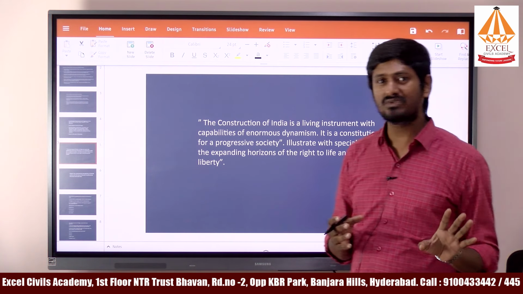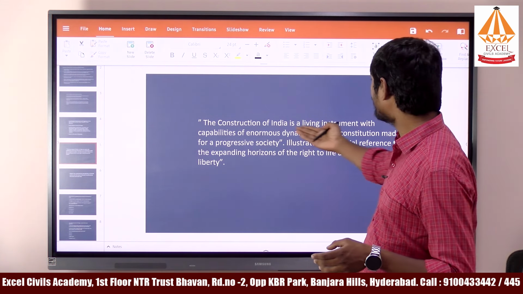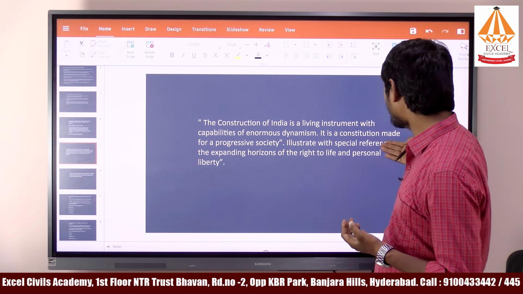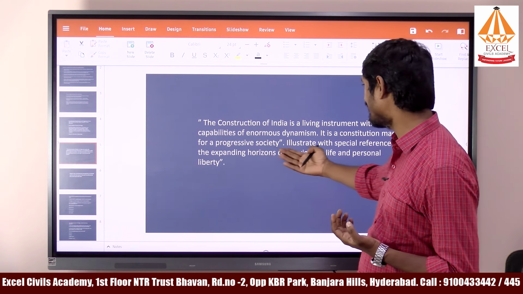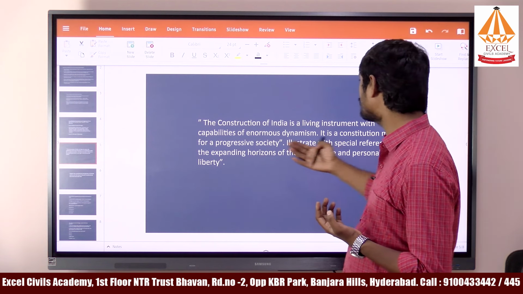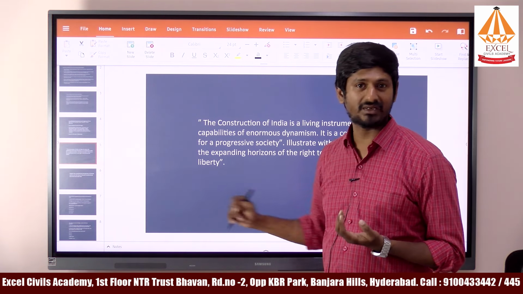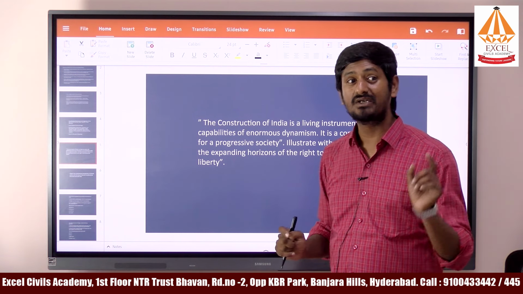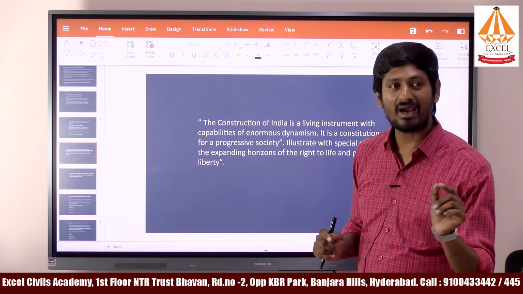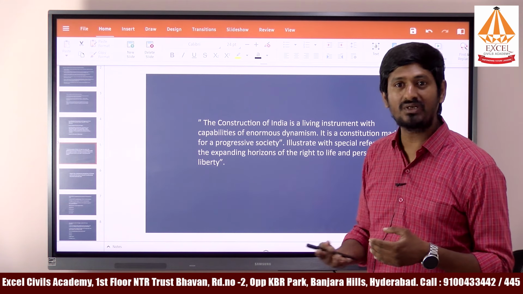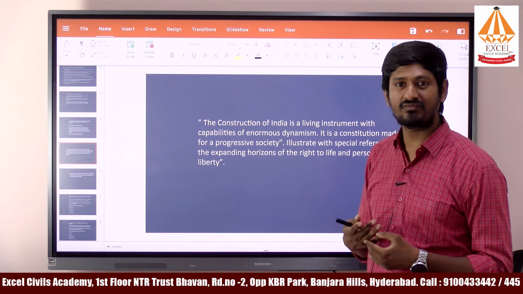Just I am giving you a sample question. The Constitution of India is a living instrument with capabilities of enormous dynamism. It is a constitution made for the progressive society, illustrated with a special reference to expanding horizons of the right to life and personal liberty. And in other words, what is asked? Judicial activism. How the Supreme Court is expanding rights of the people.